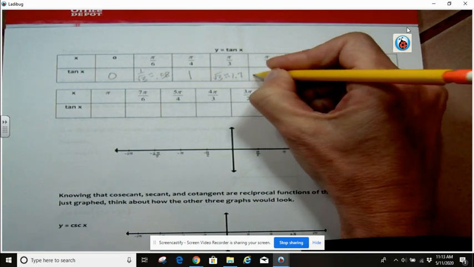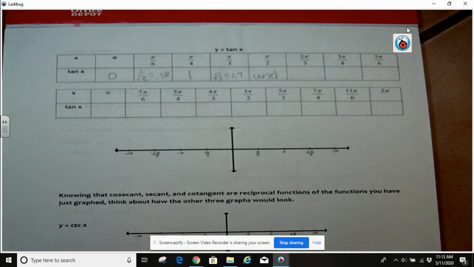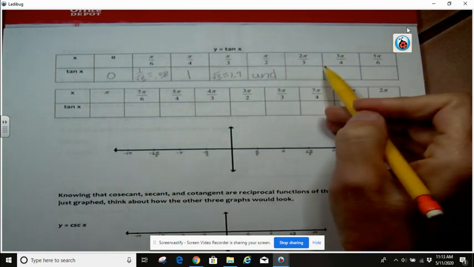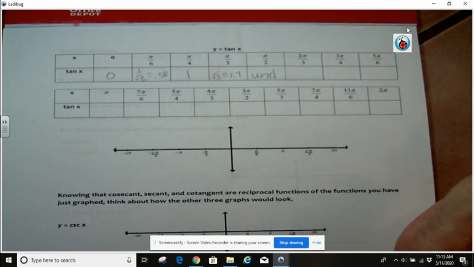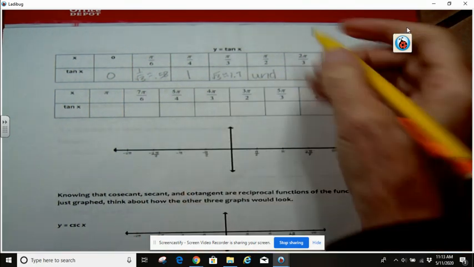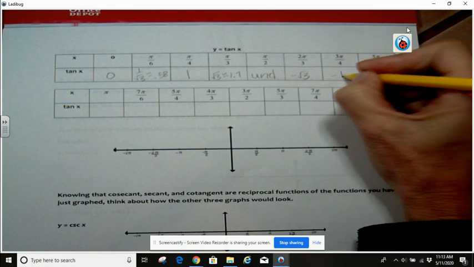Pi over 2, undefined. Remember, with tangent we can have where we're dividing by 0 and it's undefined. And on our graph, that's going to mean we have asymptotes, which we didn't have with sine and cosine. Second quadrant for tangent is negative, because we have a positive divided by a negative for anything in the second quadrant. So if we just look at what we put in the first quadrant, we can just make those negative answers.